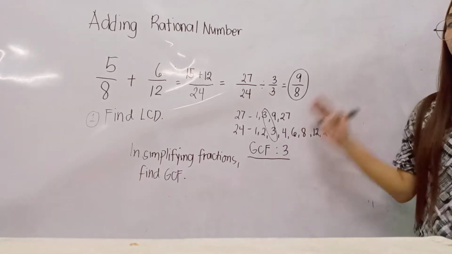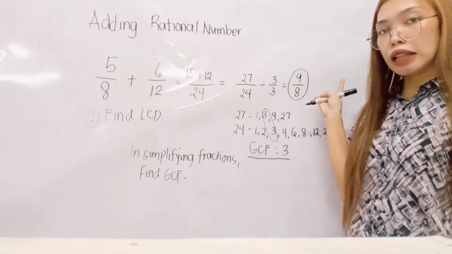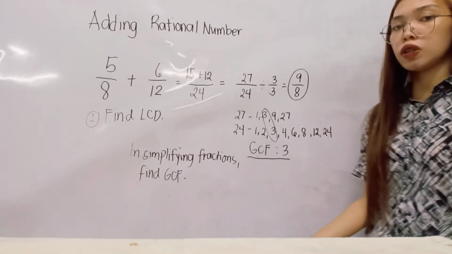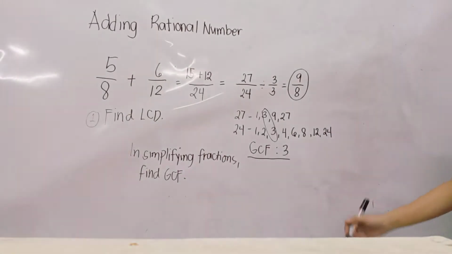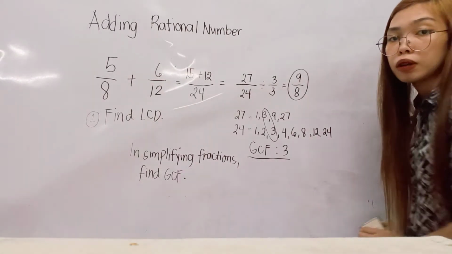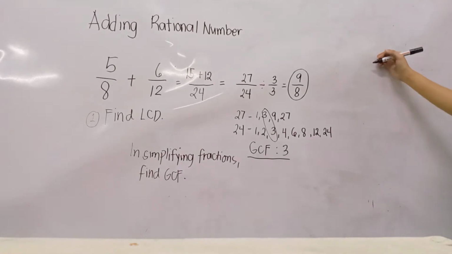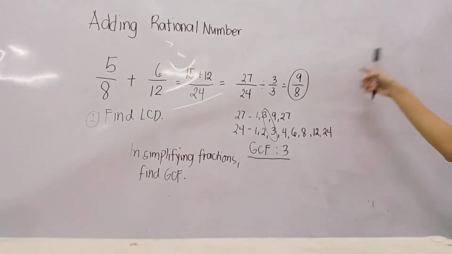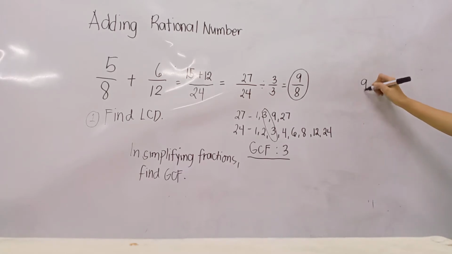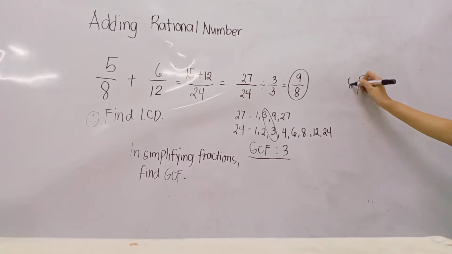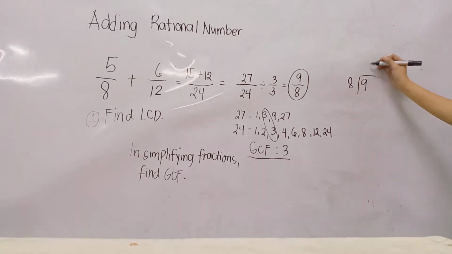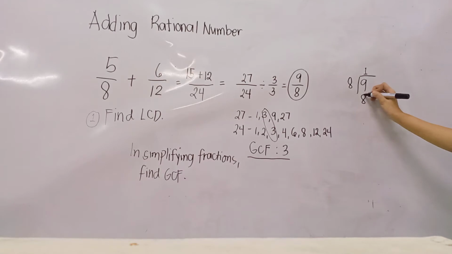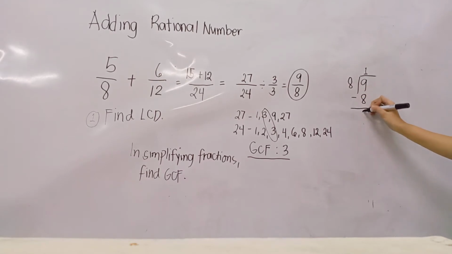Okay? So, this can already be the final answer. But if you want to change it into a mixed number, you can also change it. Okay? So let's try to change it into its mixed number. Kaya pa ba dito? So, all we have to do to change an improper fraction into a mixed number is to divide it. So, 9 divided by 8, that is 1. 1 times 8, that is 8. So, 9 minus 8, 1.